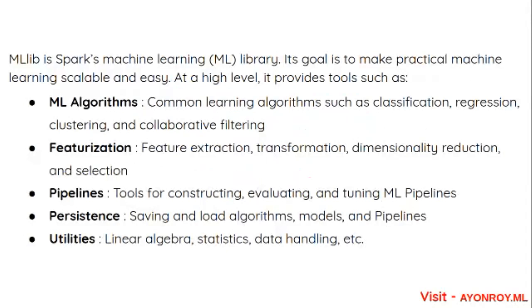So MLlib is Spark's machine learning library, and it gives you this flexibility: you have ML algorithms, then featurization concepts, then pipelines, then persistence, then utilities. Starting from utilities, they give you the flexibility to use the already built things in the PySpark library, which helps you work with linear algebra, statistics, and data handling. Then you have persistence, like saving and loading the machine learning algorithms that you make. And then pipelines, right?